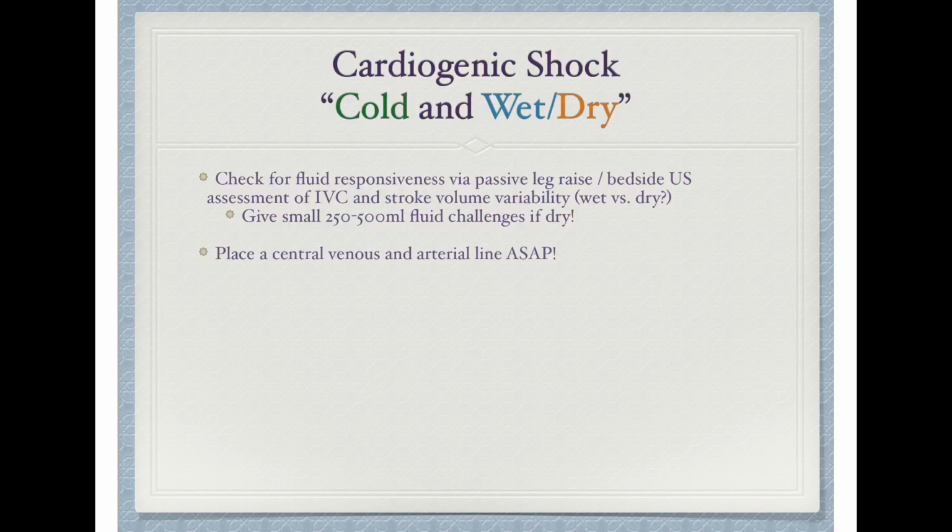You should try to place a central venous line and an arterial line to monitor the blood pressure as soon as possible. And once they're no longer responding to fluid boluses, start a norepinephrine infusion. This is the first-line agent in cardiogenic shock. You titrate this to achieve a mean arterial pressure greater than 60.